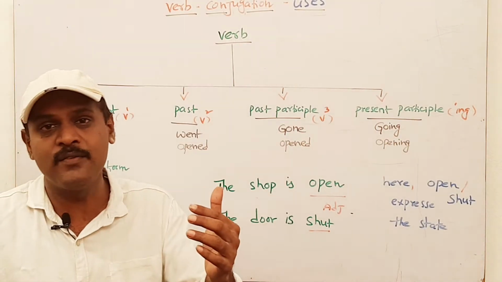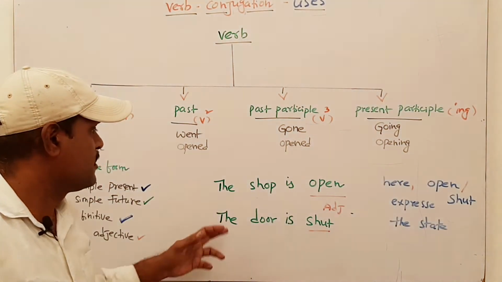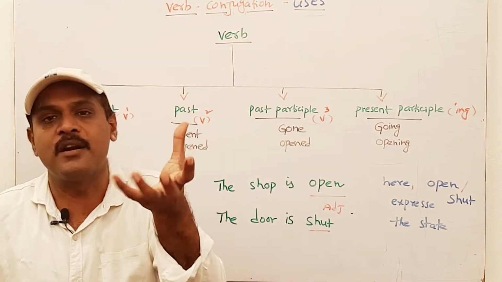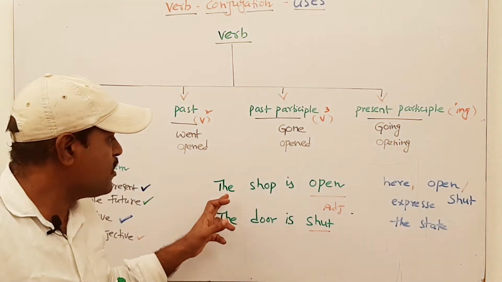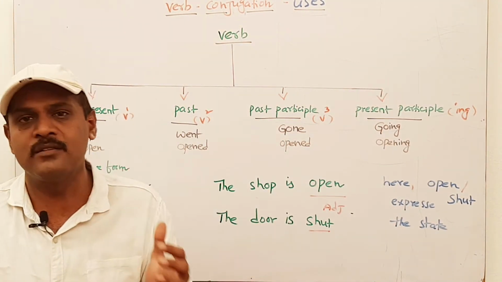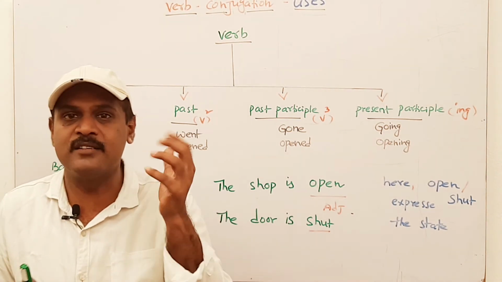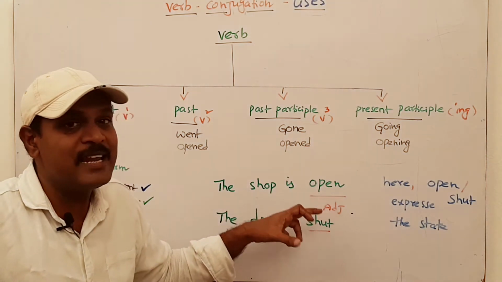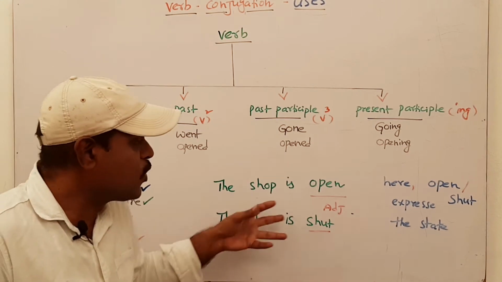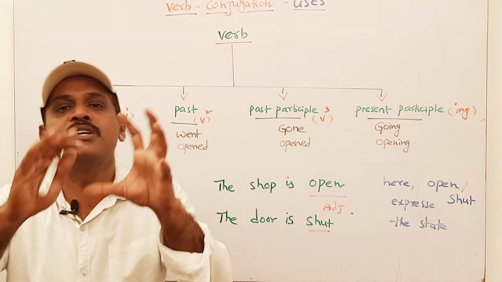The next use of present form is that it can be used as an adjective in a sentence. Like this: the shop is open. Here, open is an adjective, if you think of parts of speech. Why? The shop is open. The shop is in the condition of open. Generally adjectives tell us about condition and states. In this case, open is an adjective and also it is a bare form. The next example is, the door is shut. That means the door is in the condition of shutting.